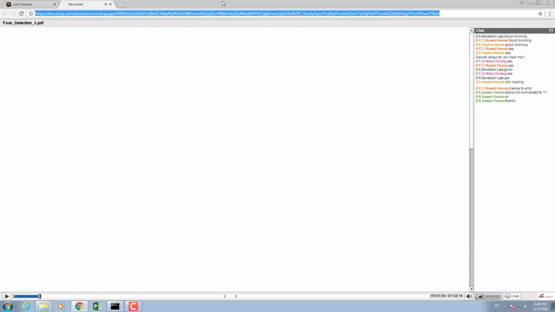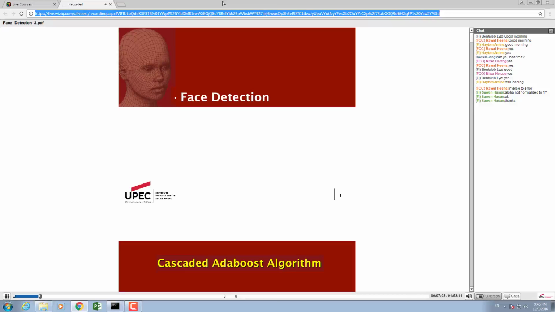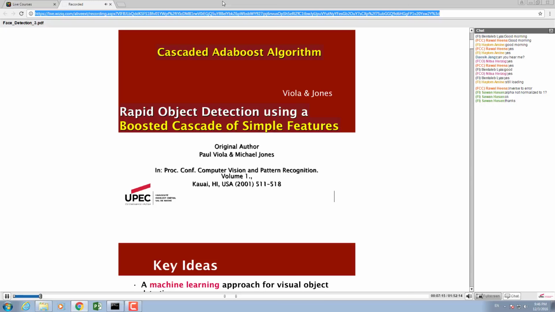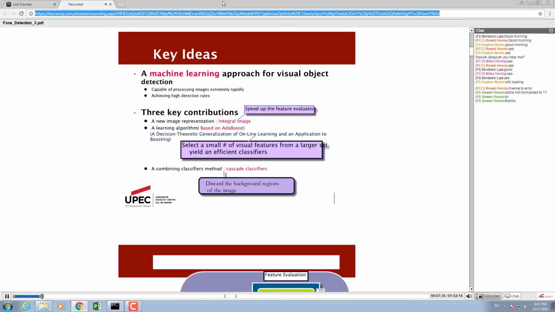Okay. So let's go to the next step. I uploaded this new slide, face detection 3, in the e-learning platform and content folder as well. Based on this AdaBoost training, based on the strong classifier, now the final step of this paper for face detection is the cascaded AdaBoost algorithm. So now we are working on this paper again, the same paper, Viola and Jones.